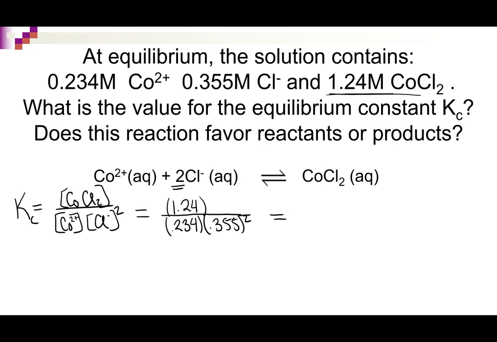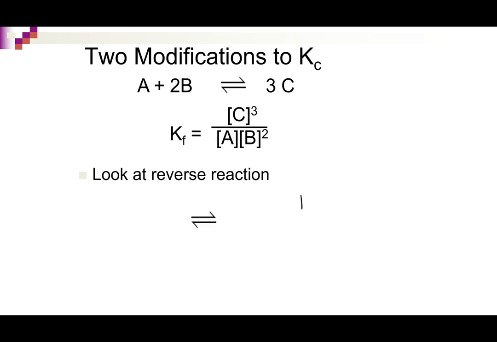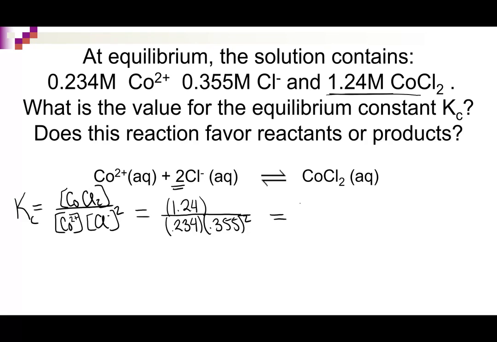Okay. So let's clean up the bottom. Nothing to do on the top, so just rewrite that. But let's go ahead and clean up this bottom here. 0.355 squared times 0.234. And the bottom is 0.0295. So 1.24 divided by 0.0295, and we get that Kc equals 42.